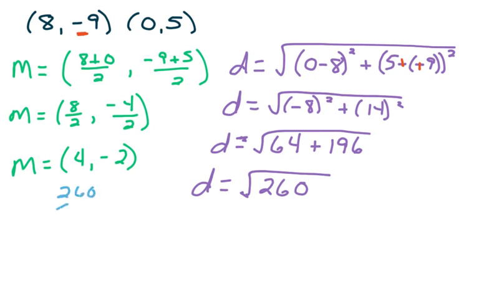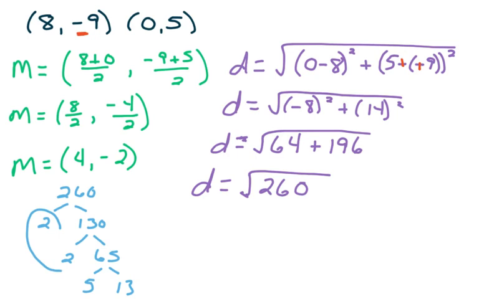260 is 2 times 130. Now 130 is also even, so I can break that down to 2, and then it goes in there 65 times. Now 65 ends in a 5, so I know it's divisible by 5. It goes in there 5 and 13. Now both of those are prime numbers, which means they can't be broken down any further.